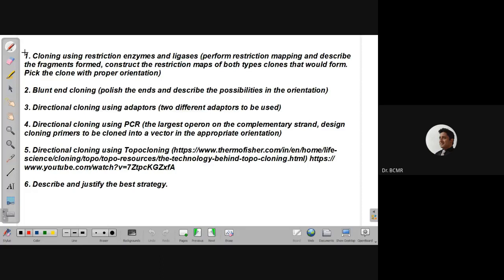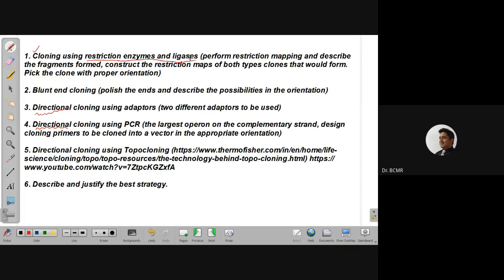So you're going to clone in at least 5 different ways. I'm telling you now so that you will be able to contemplate how it is possible, and so on, right? Several of them are directional cloning. I think this is the only one that is non-directional. I will decide later. So one is very simple, using restriction enzymes and ligases.